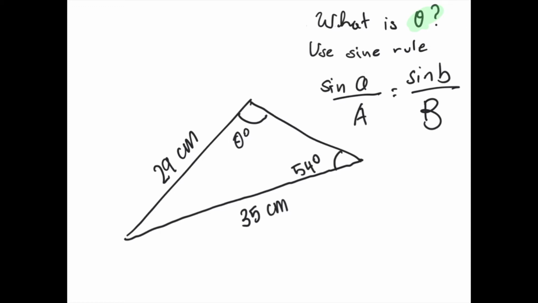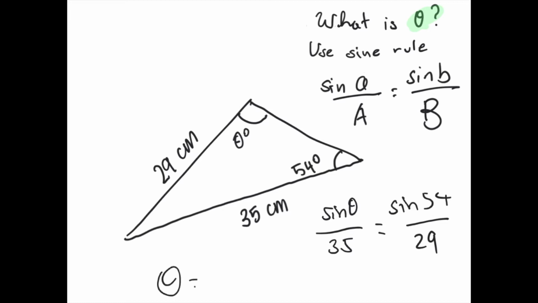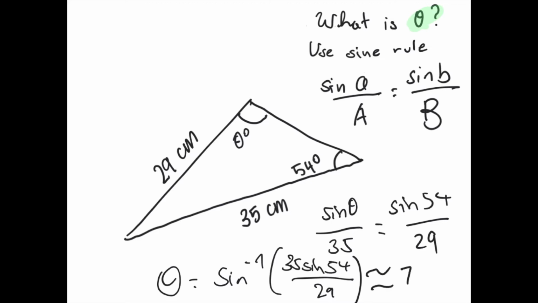So if you write it out over here like this, sine theta over 35 is equal to sine 54 over 29. We can basically rewrite this, right? So you can turn it into theta is equal to sine minus 1 of 35 times sine 54 over 29. And if you put this into your calculator, you'll get an answer along the lines of 77.5 degrees.